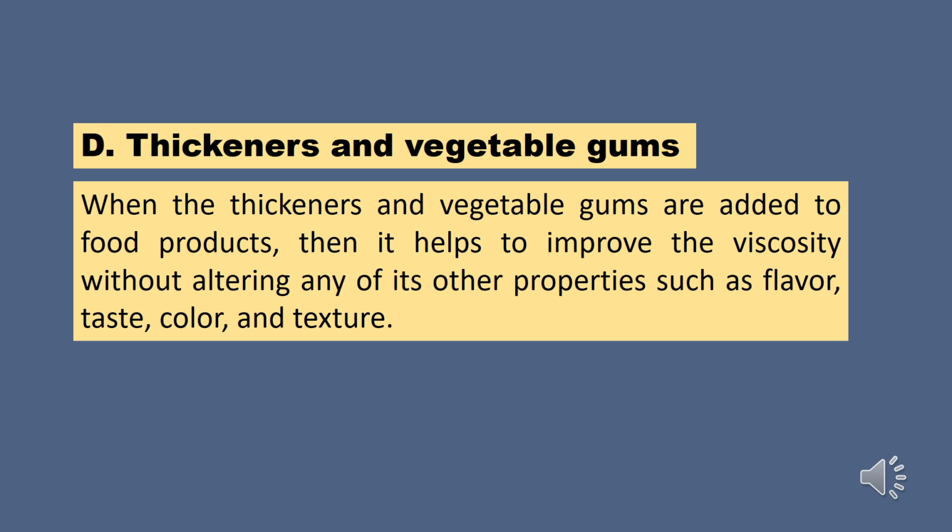Thickeners and vegetable gums. When thickeners and vegetable gums are added to food products, they help to improve the viscosity without altering any of its other properties such as flavor, taste, color, and texture.